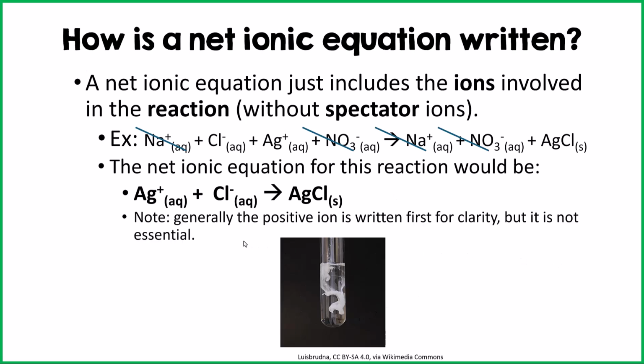As a side note here, generally the positive ion is written first for clarity, but you don't have to do it that way. That's just generally the way that it's done. So this is the precipitate of silver chloride. Spectator ions are still dissociated in this aqueous solution around it. So these are the ions that have reacted, have created this solid precipitate, and then all of those other spectator ions are still in solution.